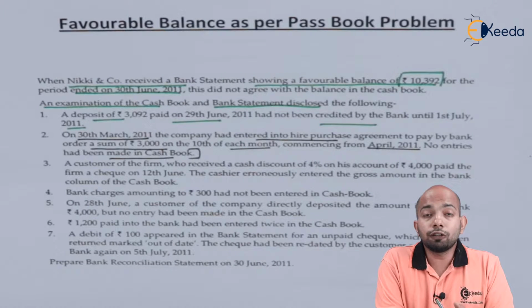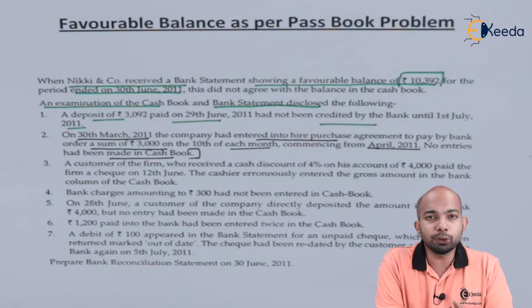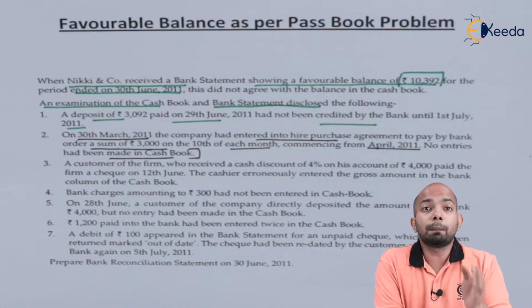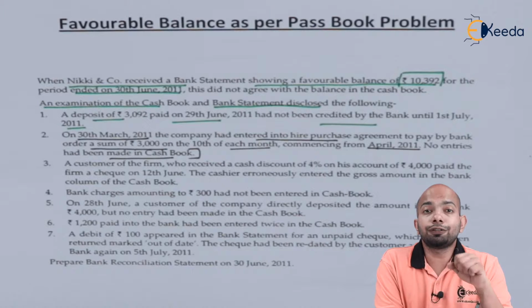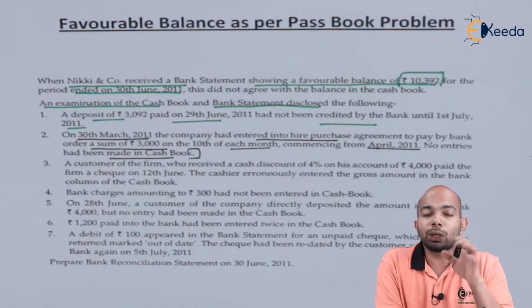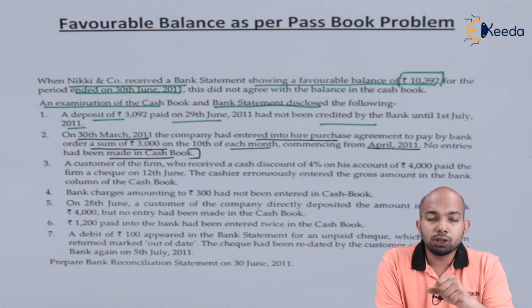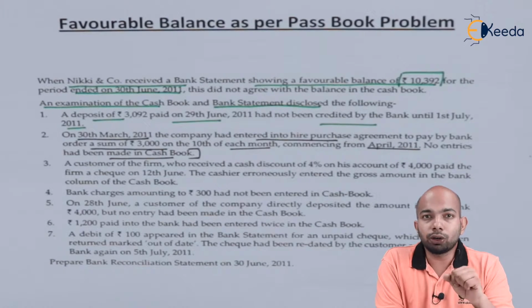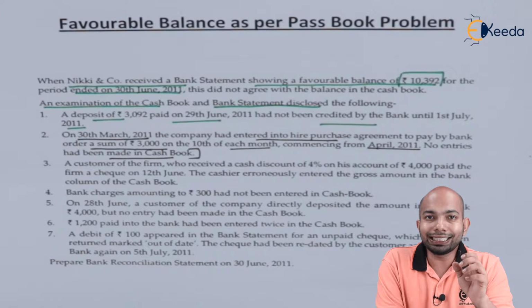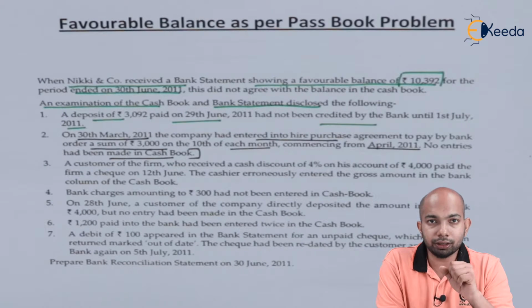On 30th of March 2011, effective 1st of April, there was a hire purchase agreement that was supposed to be enforced where the bank would deduct an amount of 3,000 as a part of that agreement for which no entries were made in the book, that means in the cash book. So this entry is first recorded into the passbook. This is the detail that has been provided here and there is a deduction of the amount because this is a standing order mentioned here.